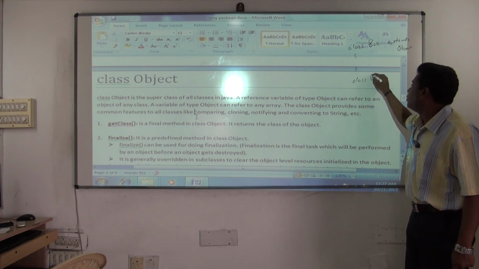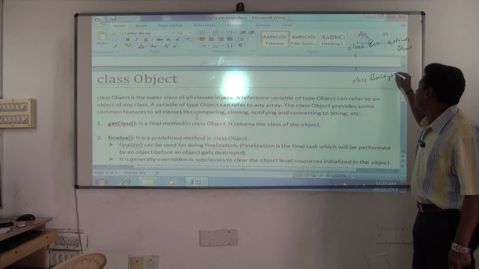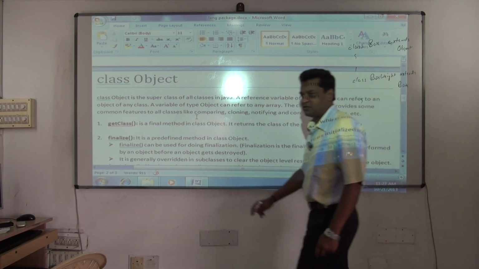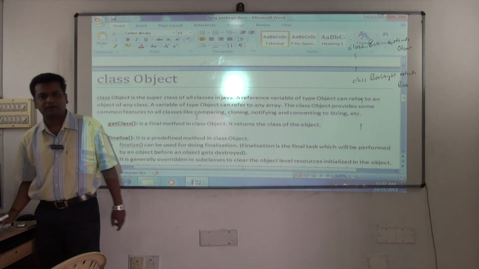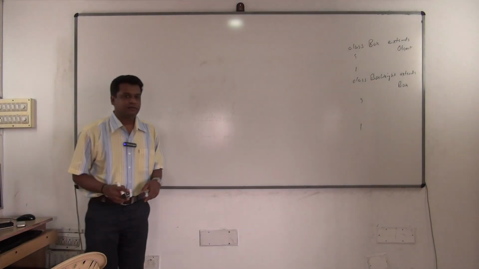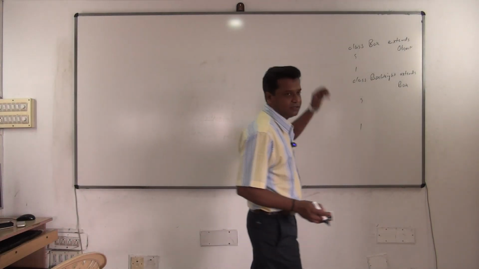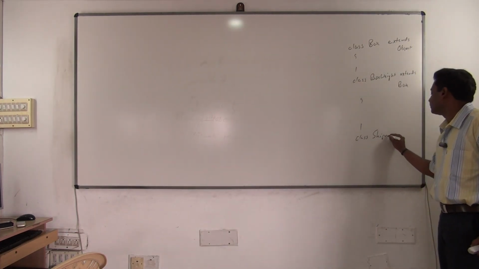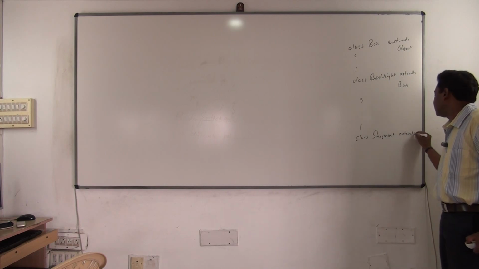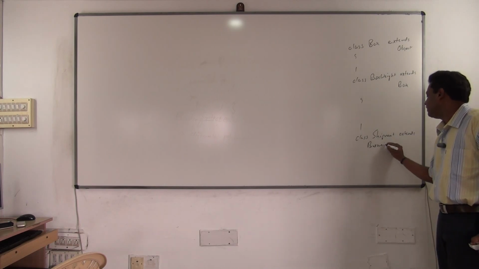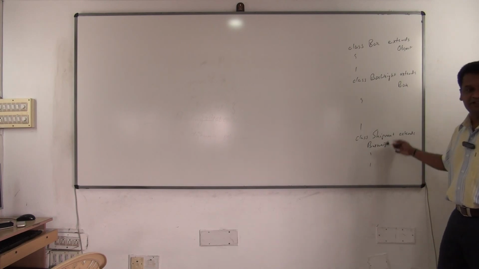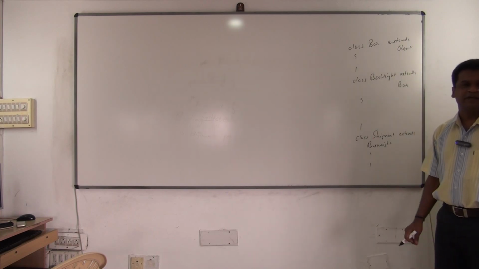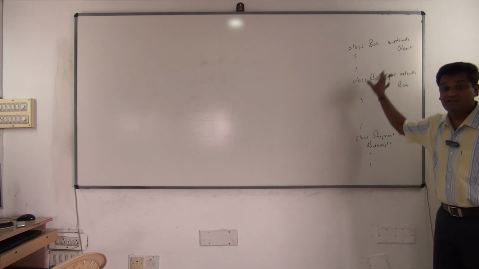Even if you write class BoxWeight extends Box, yes or no? But again BoxWeight is extending Box, and Box is extending Object. Like this it continues. You are writing class Shipment extends BoxWeight. Again it is indirect. Shipment extends BoxWeight extends Box extends Object. Like this, all classes will be subclasses of Object. This is one hierarchy.